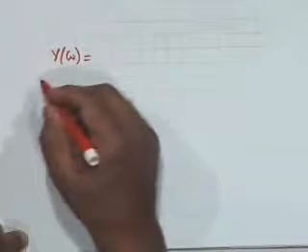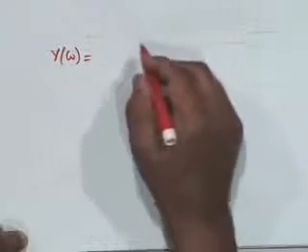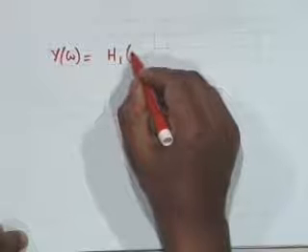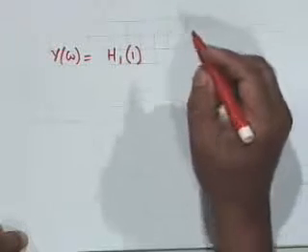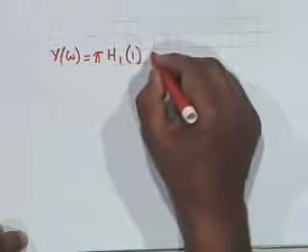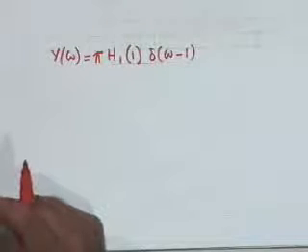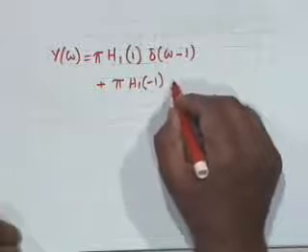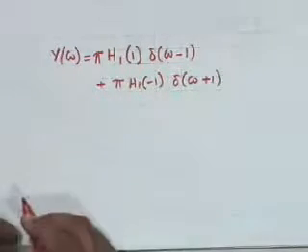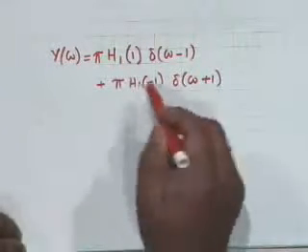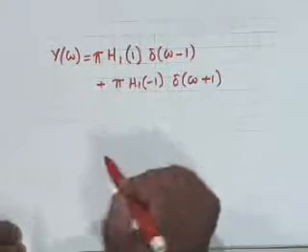all that I have to do now is capital Y of omega shall be h1 of 1, alright, pi times h1 of 1 delta omega minus 1, alright, plus pi times h1 of minus 1 delta omega plus 1. And therefore, what I have to do here is to substitute for h1 of 1, substitute for h1 of minus 1, and then simplify.